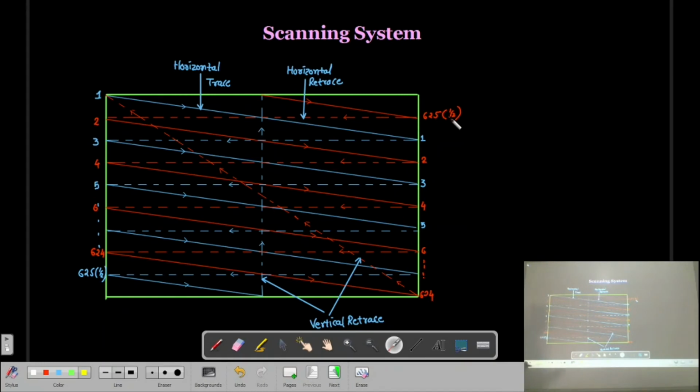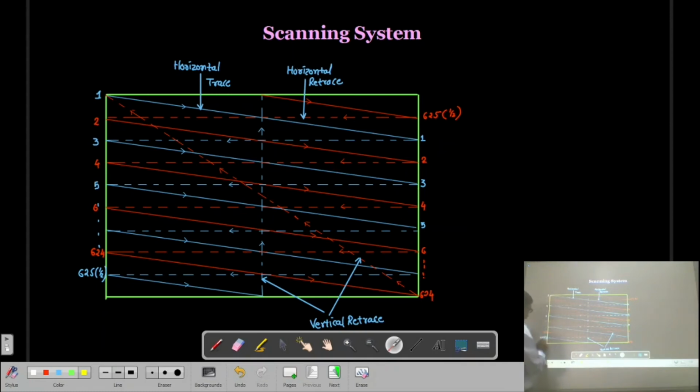So this is a scanning of the odd number of lines. When the electron beam is moving from line number 1, from left side to right side, this is known as the horizontal trace, or horizontal tracing period. During this, it collects the information of the picture. Then when it is coming back for line number 3, this dotted line is known as the horizontal retrace. At that time, the electron gun is blanked out and no information is collected.